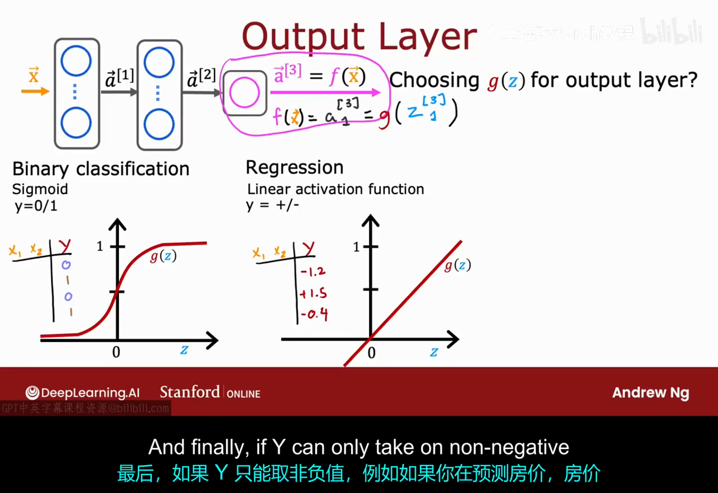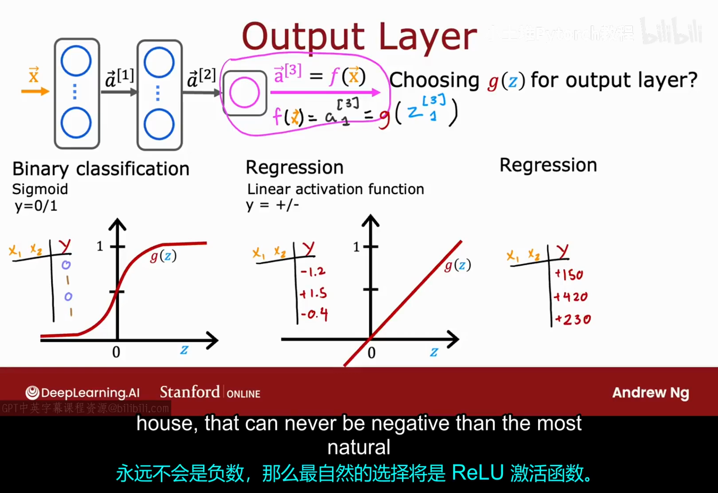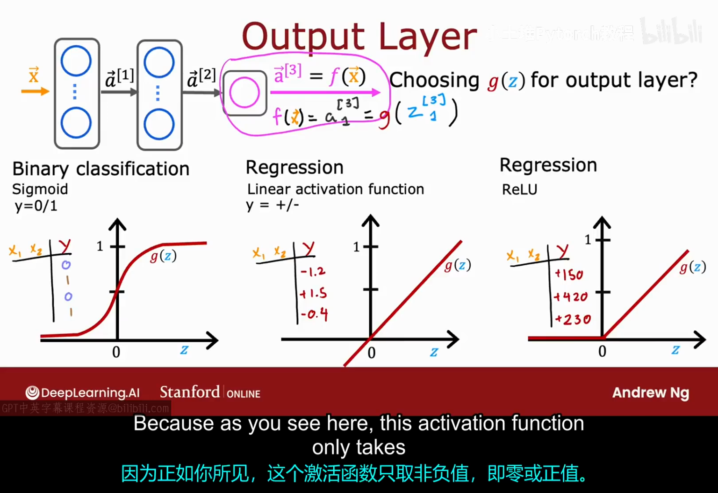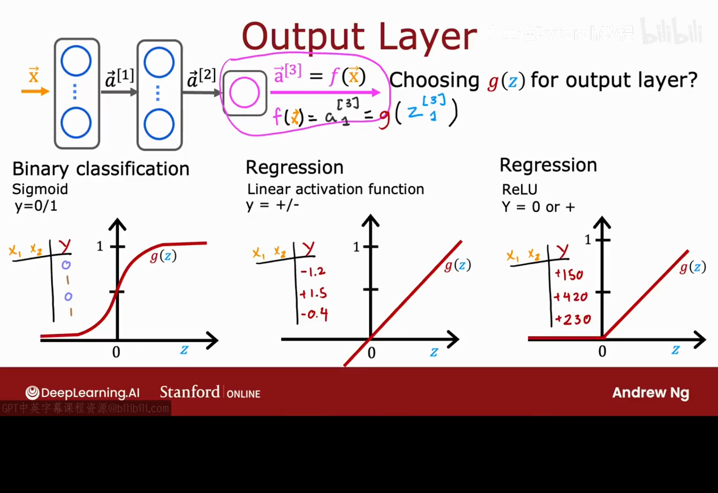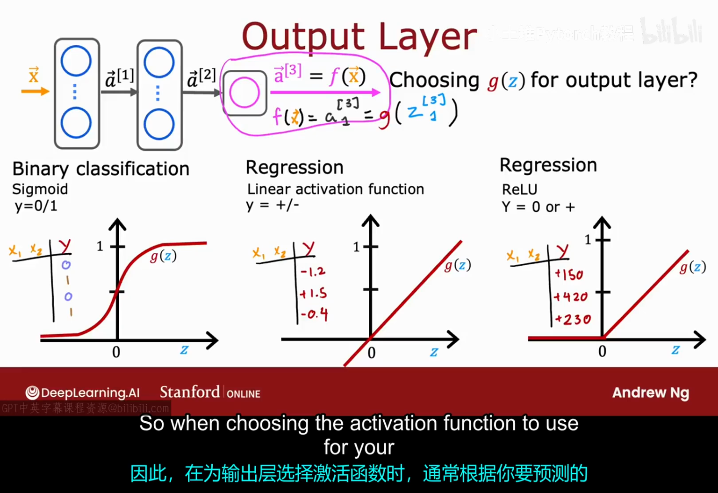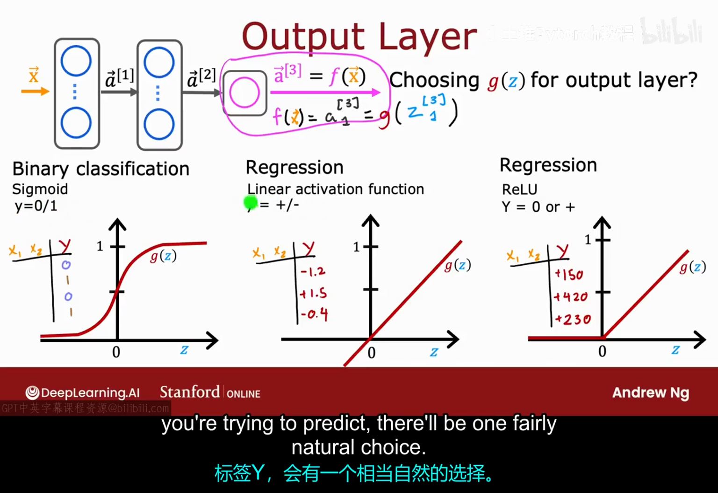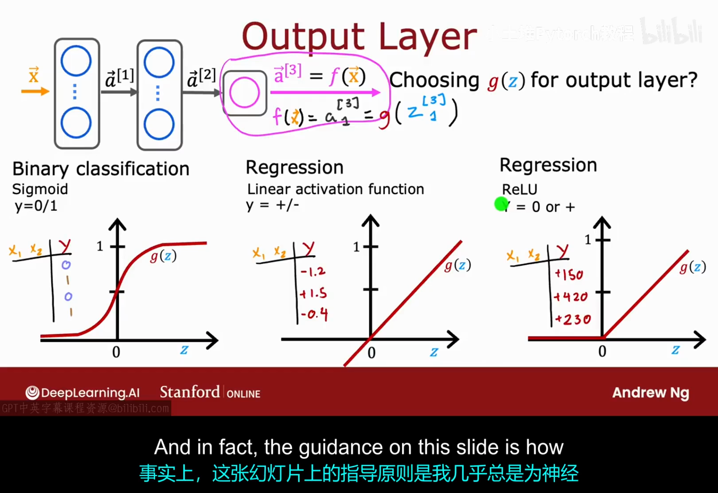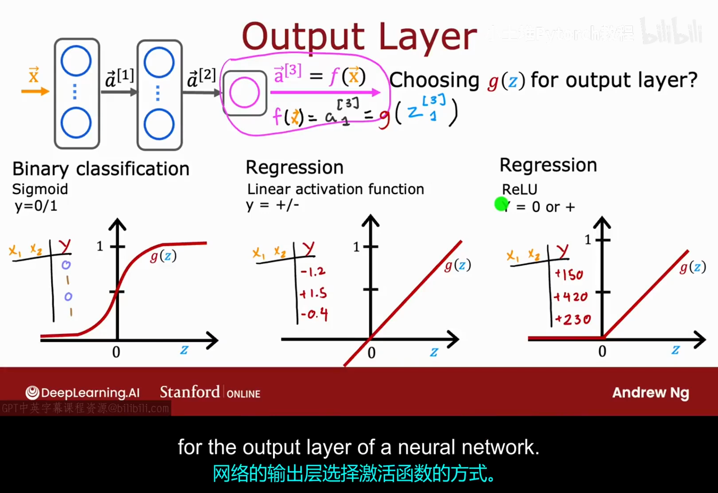And finally, if Y can only take on non-negative values, such as if you're predicting the price of a house, that can never be negative, then the most natural choice would be the ReLU activation function, because as you see here, this activation function only takes on non-negative values, either 0 or positive values. So when choosing the activation function to use for your output layer, usually depending on what is the label Y you're trying to predict, there'll be one fairly natural choice. And in fact, the guidance on this slide is how I pretty much always choose my activation function as well for the output layer of a neural network.